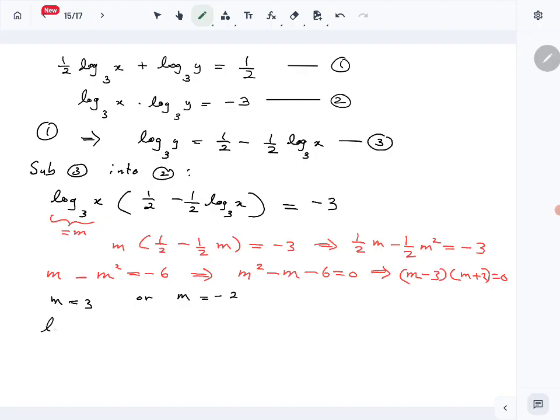And m is what? Log base 3 of x, right? So log base 3 of x equals 3. So from this one we have what? Convert to exponential form to get the answer. X equals 3 cubed, or x equals 27.